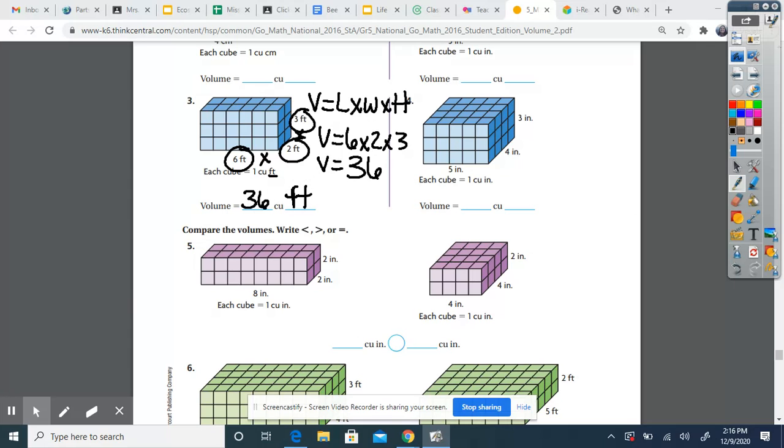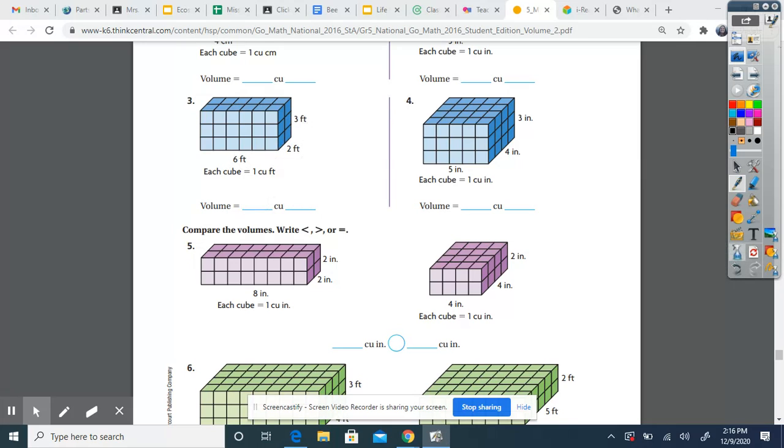All right, we're going to go over one more. So number 4. We have a 5, 4, and a 3. So we know we're multiplying those 3 together. 5 times 4 times 3.